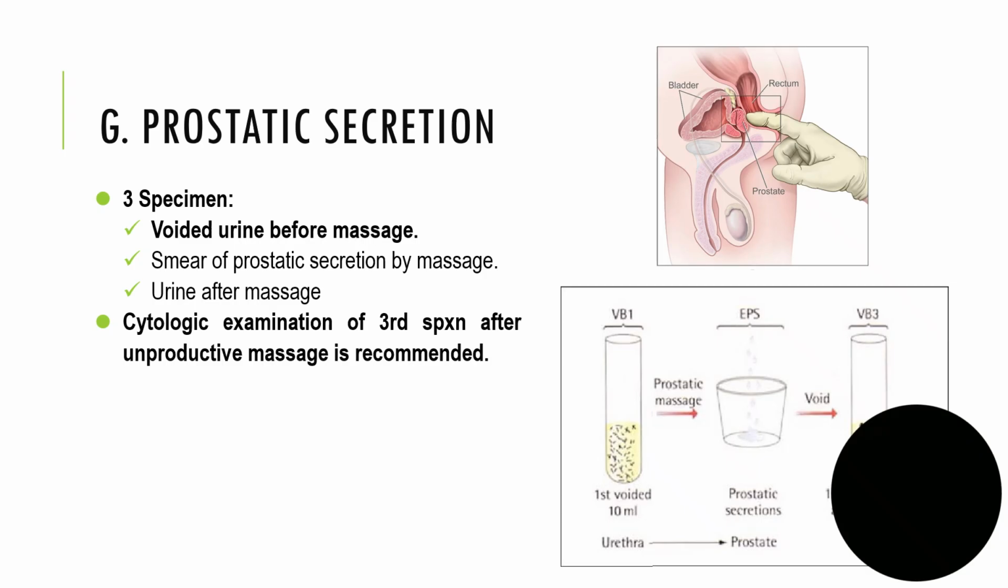Why this sequence? Prostatic massage by the clinician physically expresses fluid from the prostate gland into the urethra, where it can be collected. So the urine before massage serves as the baseline. The secretion during massage is the primary specimen, and the urine after massage captures any remaining cells flushed out. The recommended specimen for cytologic examination is the third specimen, the urine after unproductive massage. Unproductive means the massage did not yield a visible secretion directly, so the cells are then found in the post-massage urine. So the specimen is considered most representative.